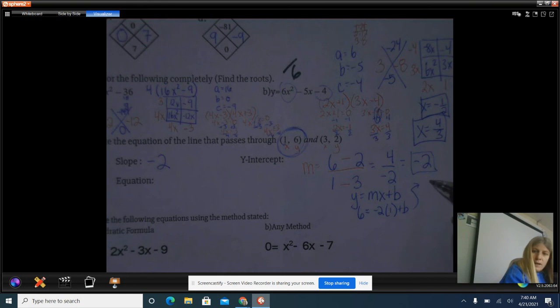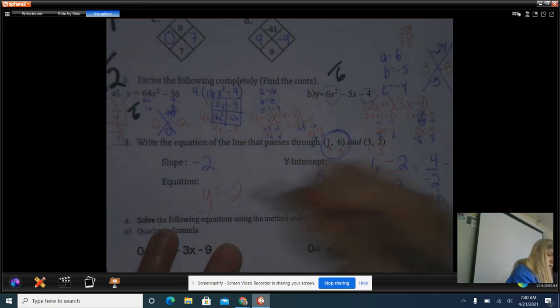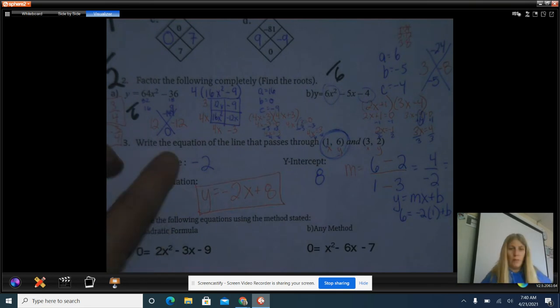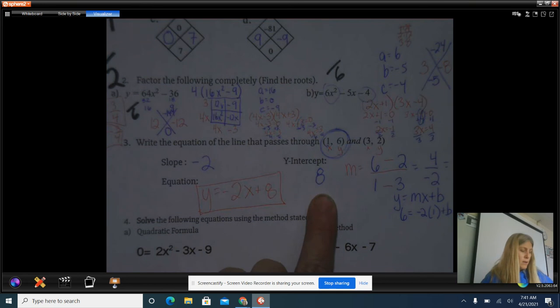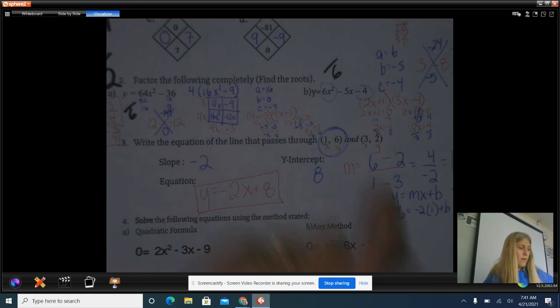So my y is 6, my m is -2, my x is 1 plus b. 6, I'm going to move it over here, 6 is equal to -2 plus b. I'm going to add 2 to both sides, and b is equal to 8. So my y-intercept is 8. My final step is I'm going to write that all together. Y is equal to -2x plus 8. Okay, so 1 point for your slope, 1 point for your y-intercept, 1 point for putting them in the correct spots, and 1 point for your work.